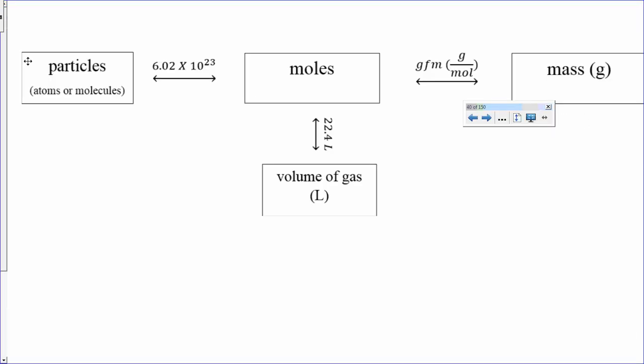So today we're going to be talking about multi-step mole calculations. In your packet, I believe it's on page 20, I actually put something called the mole road. Some students find this helpful. It's kind of a nice little thought process.